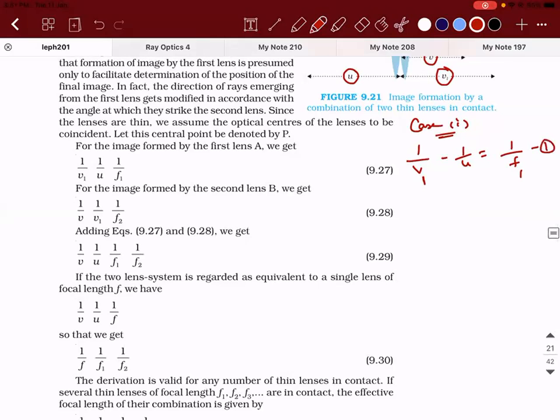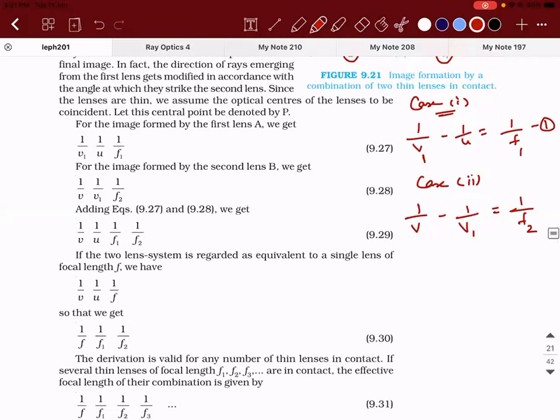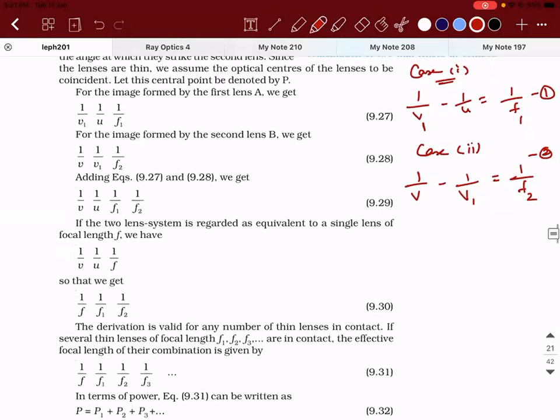Okay, this is 1. So in case number 2, what is going to happen? 1 by v minus 1 by v1 is equal to 1 by f2. Why did I write 1 by v1? Because that is the object distance with respect to the second lens. Now what you do, add equations 1 and 2. Then what will you get? 1 by v minus 1 by u is equal to 1 by f1 plus 1 by f2. Accepted?